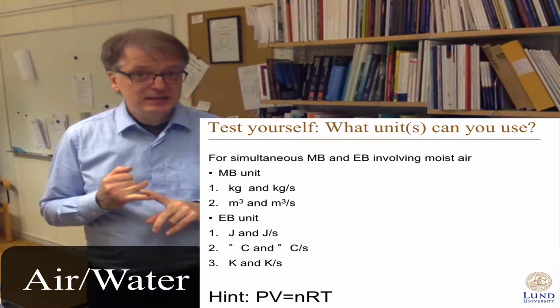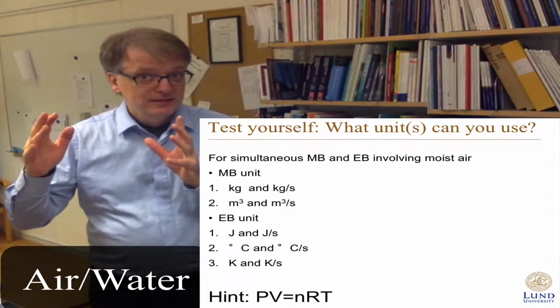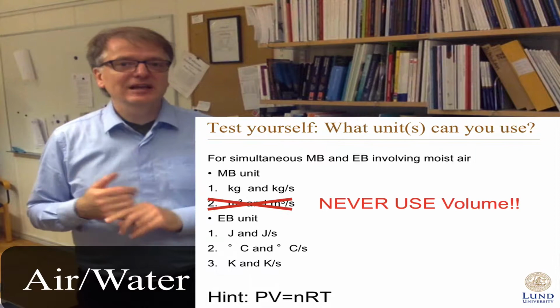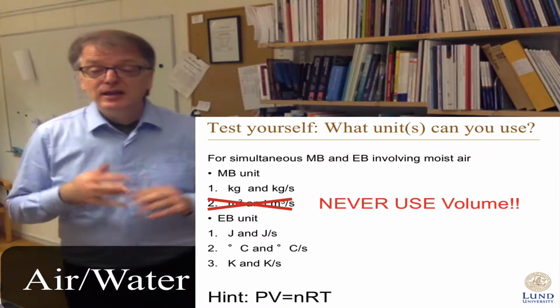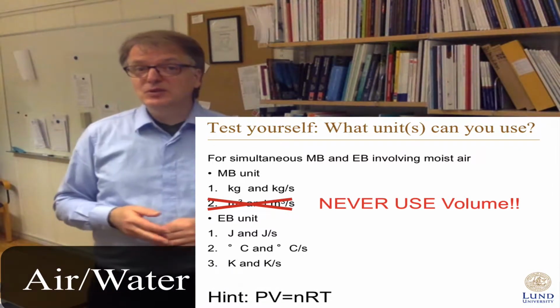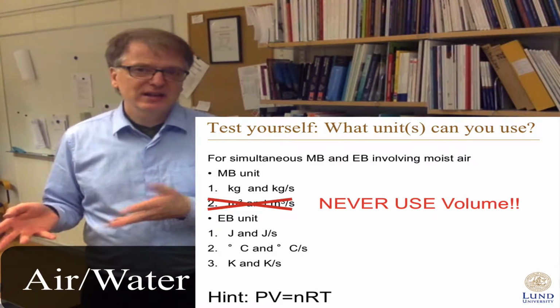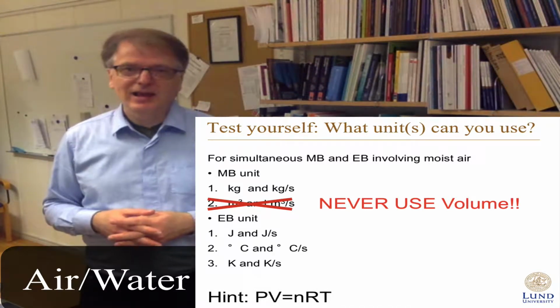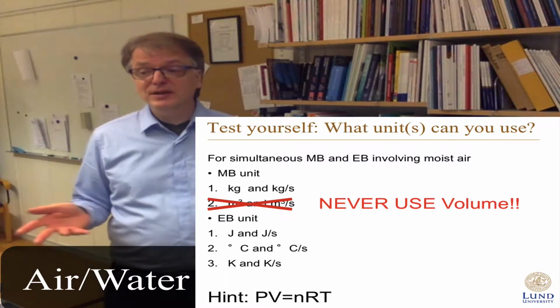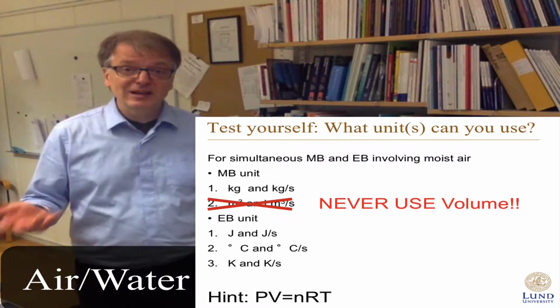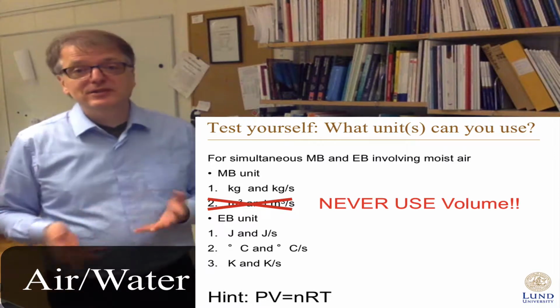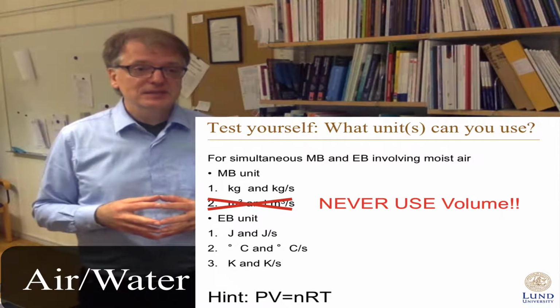So for mass balances, it's kilograms or kilograms per second. If you're clever, you might be able to use mole or mole per second. For the moist air, likely not. It will become messy because the Mollier diagram is given in kilograms. So better stick with kilograms and kilograms per second.